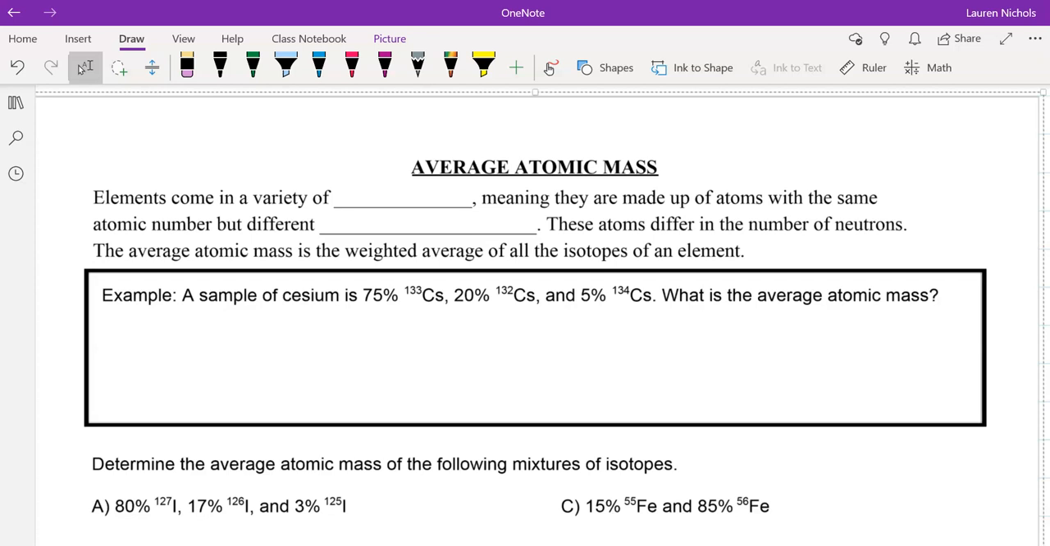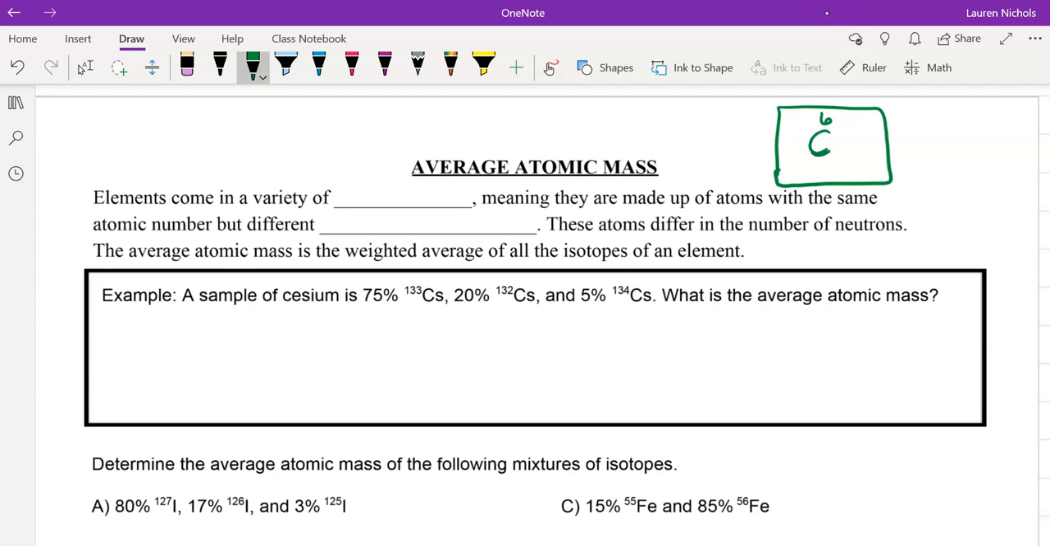Hey guys, so with this video, we're going to talk about isotopes and how to calculate the average atomic mass. As a refresher, if you're looking at the periodic table and you look at carbon, you have the atomic number 6, the symbol C, the name, and then at the bottom you have 12.01. And that is the average atomic mass.